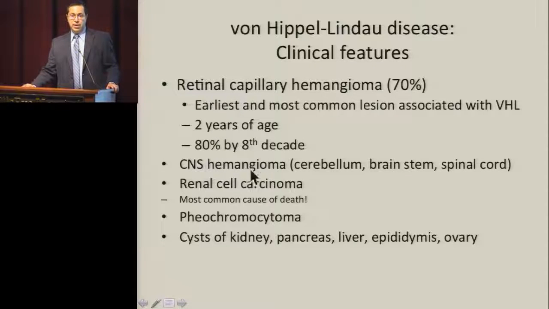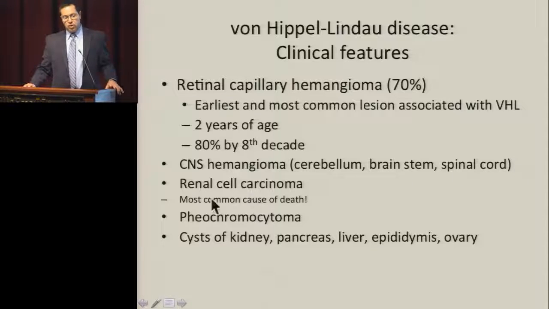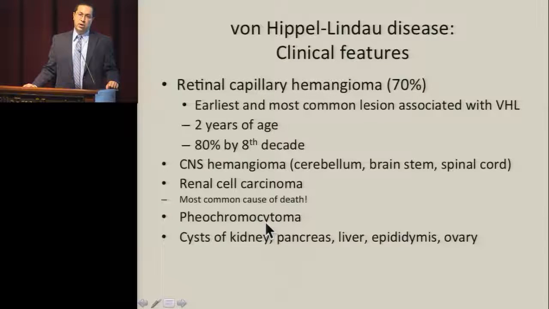Another feature is CNS hemangiomas. They can affect the cerebellum, brainstem, spinal cord. Renal cell carcinoma is common, and it's considered the most common cause of death in these patients. Pheochromocytoma, I remember that question that we had. So pheochromocytoma is a feature of VHL disease and not tuberous sclerosis. They can have cysts of multiple organs in the abdominal area.